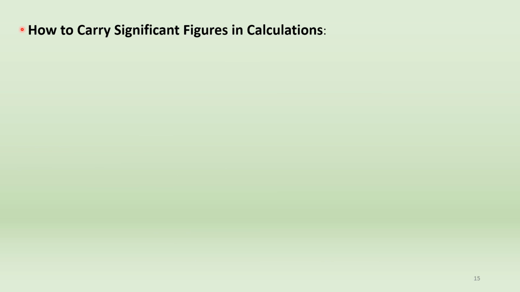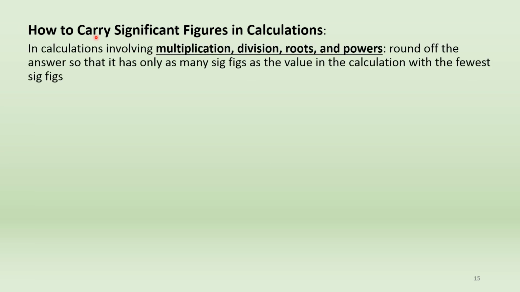So we've learned how to handle sig figs in individual numbers, but what about when the numbers are combined together in a calculation? How many sig figs do we report in our final answer? So it depends upon the mathematical operation you're performing. We'll look first at the case of multiplication, division, roots, and powers. And the rule is that we round off the answer so it has only as many sig figs as the value in the calculation with the fewest number of sig figs.